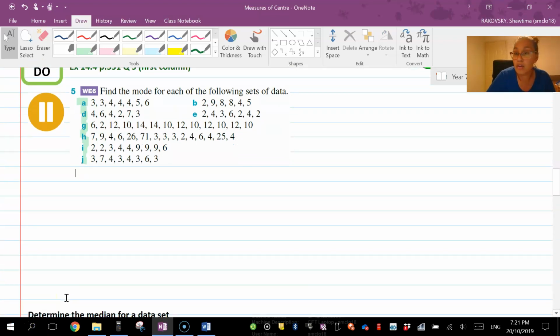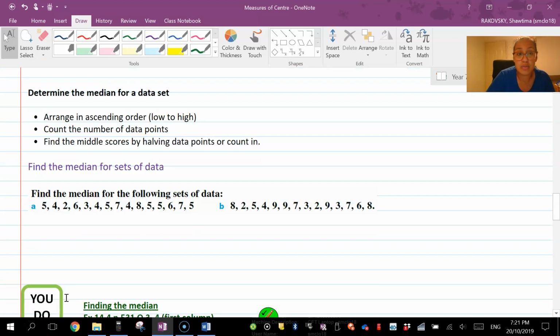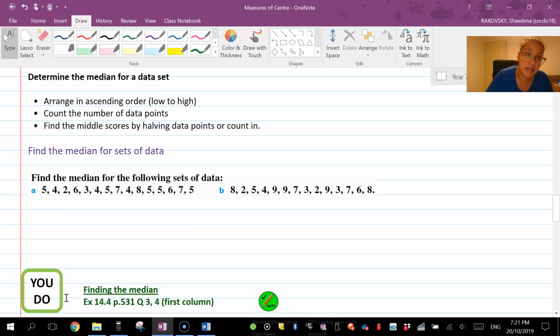Great. So you've paused, you're now coming back and doing your median. Median sounds like the word middle. So you need to do these things. You need to ascend, or order them. It doesn't matter, but generally I like to go smallest to largest because it's a bit easier. Count the numbers, as in how many data points you have. When we say data points, we're referring to the number of scores. So you'll see me say n equals, and that's what we're referring to.